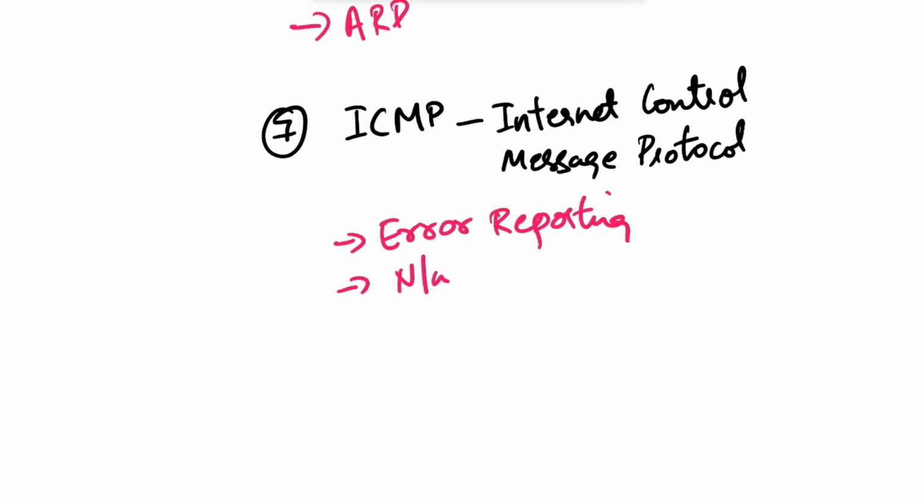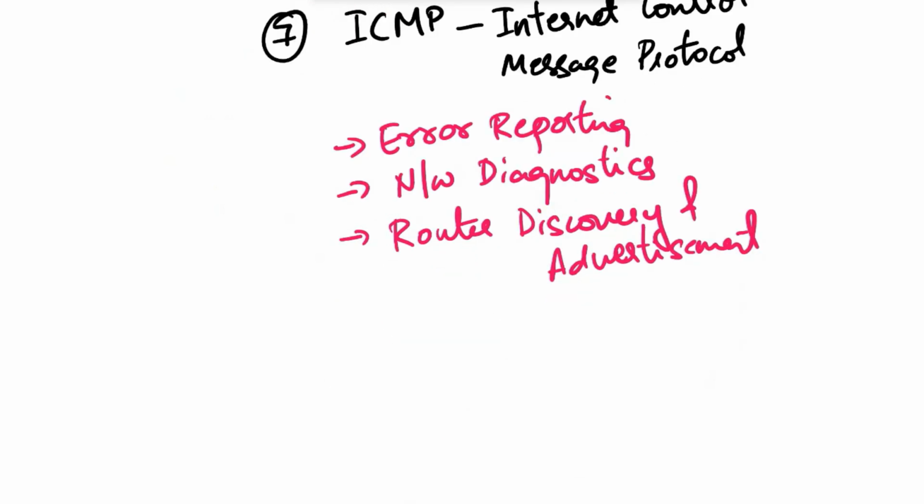Next is network diagnostics. ICMP provides network diagnostic tools with essential information to help diagnose network issues. For example, the ping command uses ICMP echo requests and replies to check network connectivity and measure round trip time. Next is router discovery and advertisement. ICMP includes router discovery and router advertisement messages. This helps hosts on a network discover routers and configure their default gateways. This is particularly important for IPv6 networks.